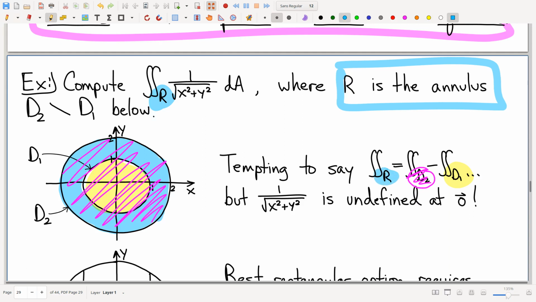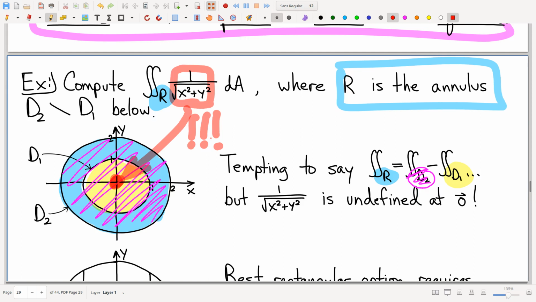Here's the problem. Big problem. As it turns out, notice that our integrand is undefined at the origin. And we have not defined what an integral means if the integrand is undefined somewhere in the region. And this is not because we just haven't gotten around to it. It's a real problem. It's a serious problem of how to even make sense out of what an integral is.